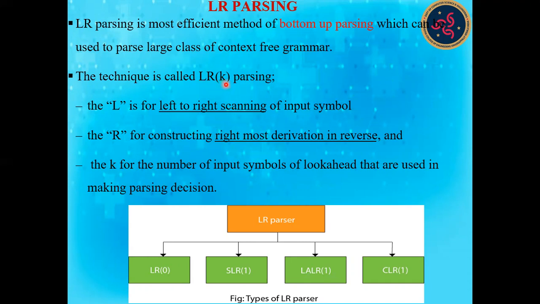These are the types of LR parser. LR(0) is there, where the K value is equal to 0. That means this type of parser never looks at the next symbol, so there is no look ahead. In the next type, it will look at one symbol, so look ahead is one. Also LALR means look-ahead LR parser. Next is the CLR parser. These are the different types of LR parser. Everything is bottom-up parsing.